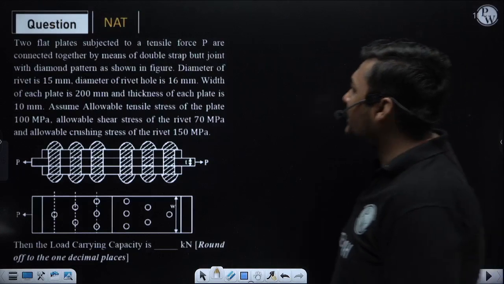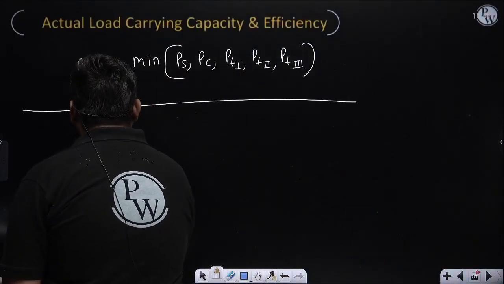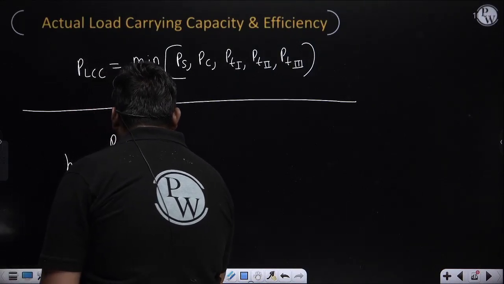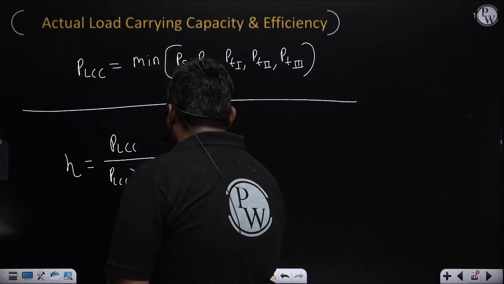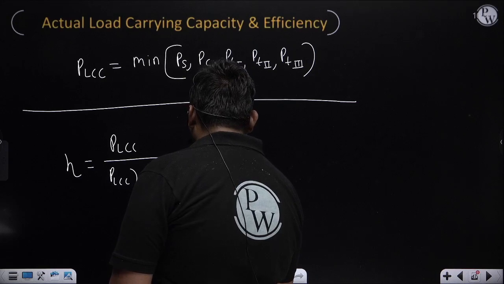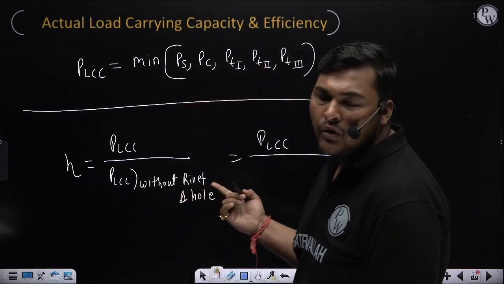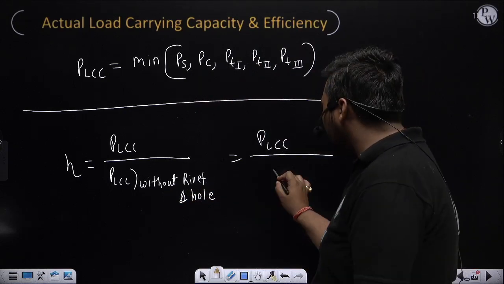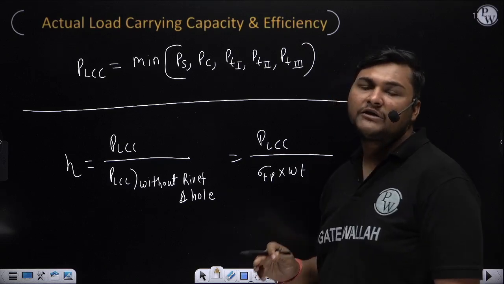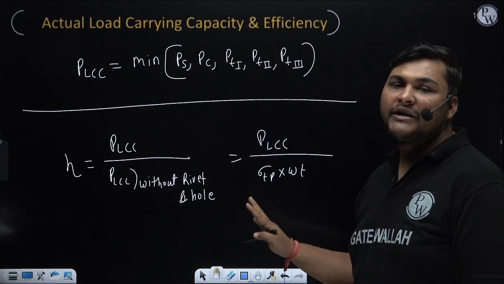Okay, similarly, if examiner is asking efficiency, expression of efficiency will remain same. Actual load carrying capacity upon load carrying capacity without rivet and hole. Okay, actual load carrying capacity you have calculated, and the expression of load carrying capacity without rivet and hole will remain same. It will be sigma tp into w into t, which I have already explained to all of you earlier. Okay, now I am solving one question related to diamond pattern.